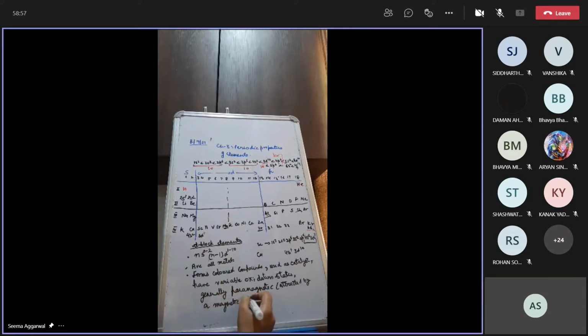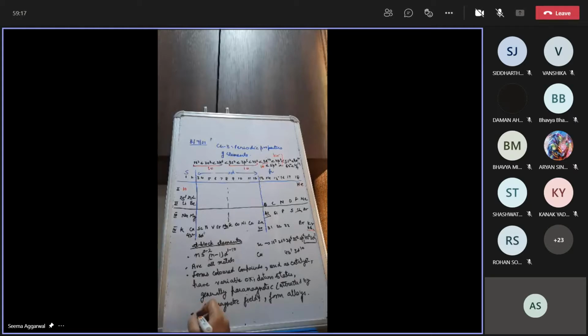It depends, it is generally, not always. So these are all their properties. And they also form alloys. You also know alloys. Steel is made of what? Iron. Brass and bronze are copper plus zinc or copper plus tin. So they generally form alloys. So all these are the properties of D block elements.